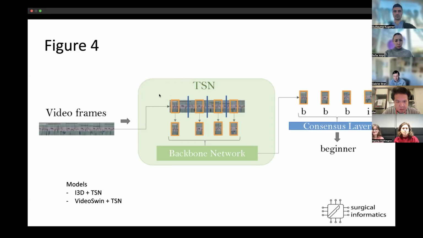So the first part of that network is to break down the video into those equal segments and snippets. Then the individual snippets are fed into the backbone network. These then put out the labels, which are then aggregated together in a consensus layer to give you the final label for your video. And in this case, there were 2 backbone networks that were evaluated. One model was i3D and the other one was Video Swin, and both of these were pre-trained on the Kinetics 400 dataset.